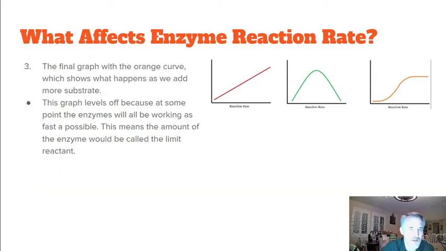The final graph with the orange curve shows what happens as we add more substrate. The graph levels off at some point because the enzymes will be working as fast as possible. You'll hit what's called the saturation limit. And this means the amount of enzymes would be called the limiting reactant. The same could be true of substrates as well.